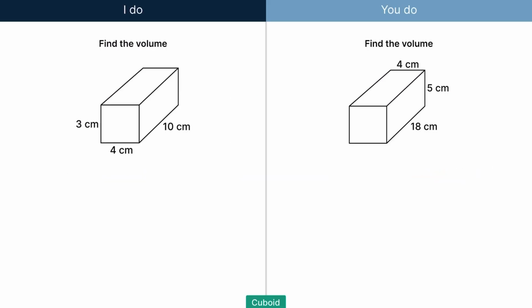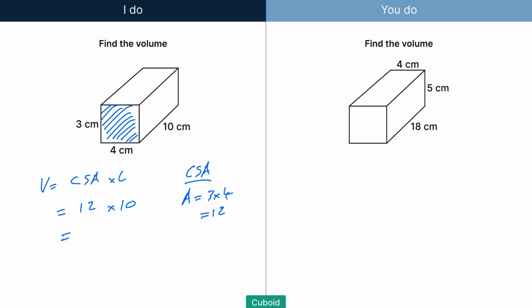And now moving on, we are looking at the volume of a cuboid. Now remember, with the cuboid, there can be different cross sections that you can pick, but the one I'm going to pick is that one there. So the volume is the cross section area times length. So I know the length is 10, and the cross section area is just a rectangle. So that's just going to be area is 3 times 4, which is 12. So this will become 12 times 10, which is 120 centimeters cubed.